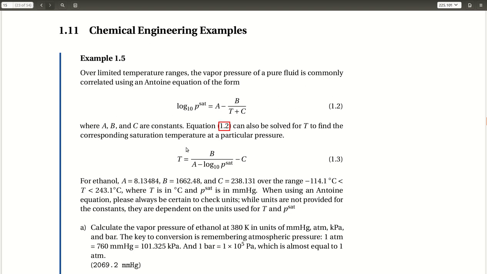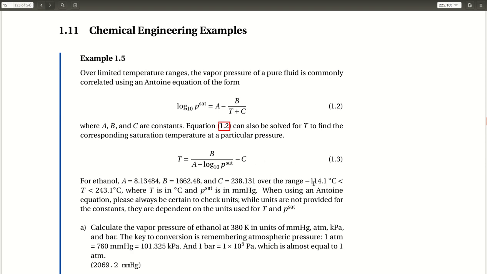You could solve your Antoine equation for T. So instead of solving for the vapor pressure at a given T, you could solve for the saturation temperature at a given P. And we're provided with Antoine parameters for ethanol, which are listed in the problem statement. Using these parameters, we're assuming temperature is in degrees C, the vapor pressure is in millimeters of mercury, and this expression is valid over the stated range.